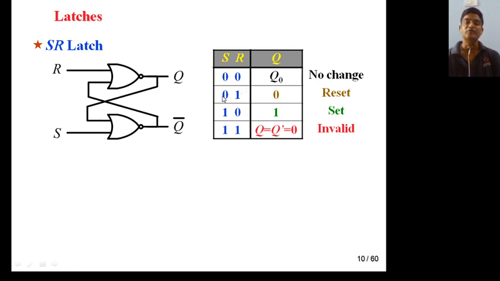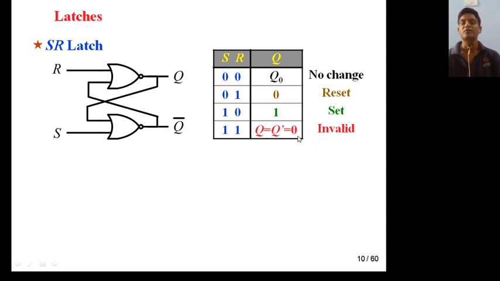When S equals 0 and R equals 1, you have to remember S means set and R means reset. If it is 0 1, the value of Q will be 0. This is called reset. If S equals 1 and R equals 0, the output is 1. This is called set.